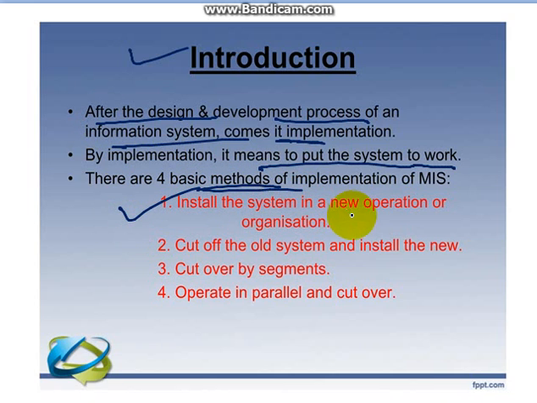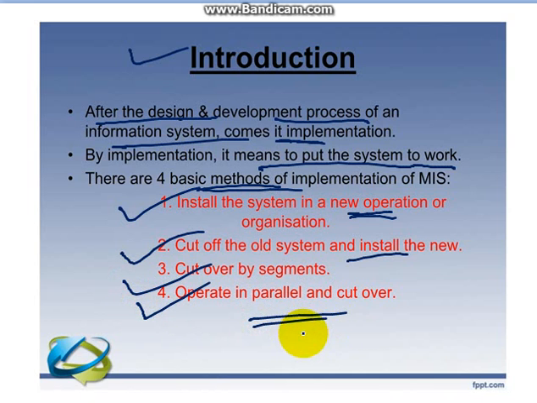First, install the system in a new operation, or cut off the old system and install the new one, or cut over the segments, or fourth, operate in parallel with the cutover. So basically the old system is working over here, and parallelly we are working with the new system. So these are the four different types of implementation process.